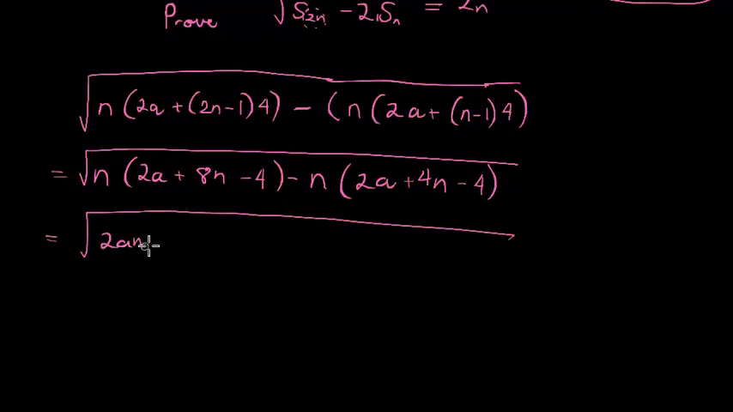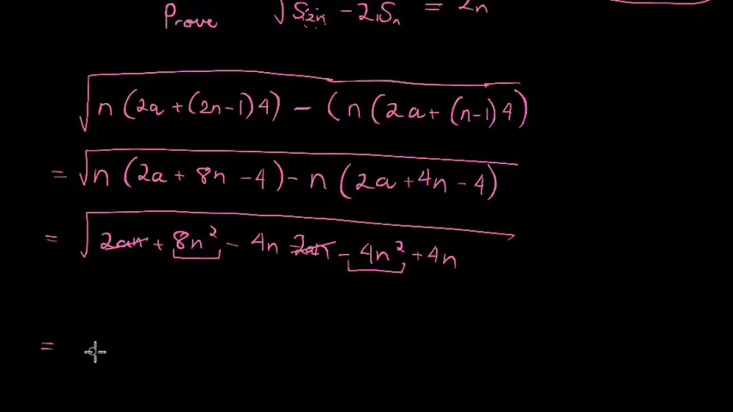So this is 2an plus 8n squared minus 4n, minus n times 2an, minus 4n squared plus 4n. Now we can see the 2an minus 2an is 0. 8n squared minus 4n squared leaves me with 4n squared. And the negative 4n plus 4n gives me 0.